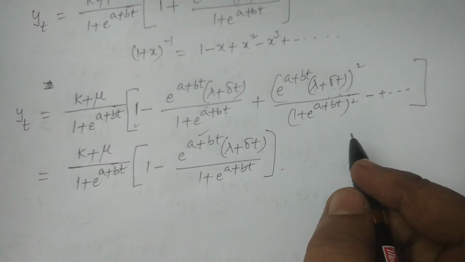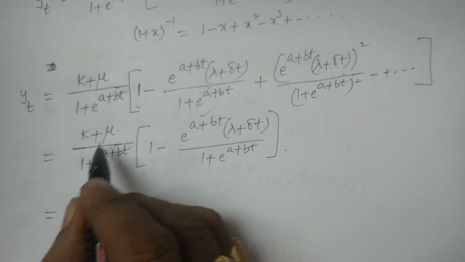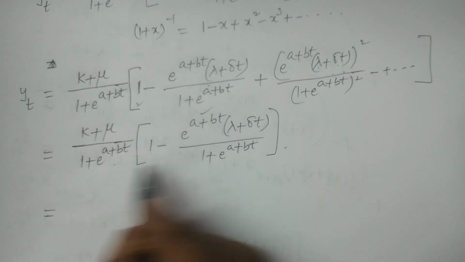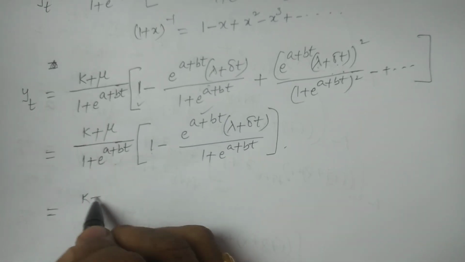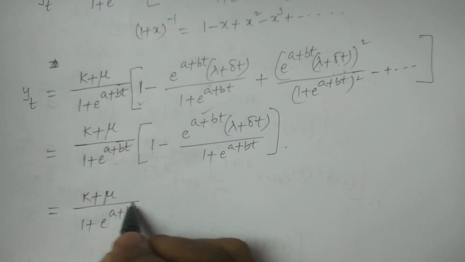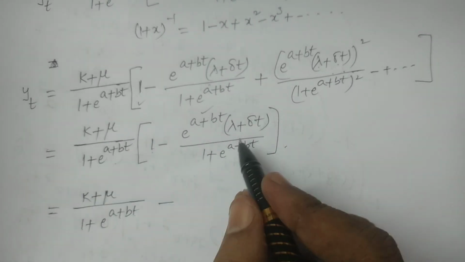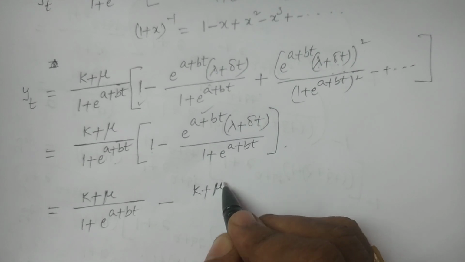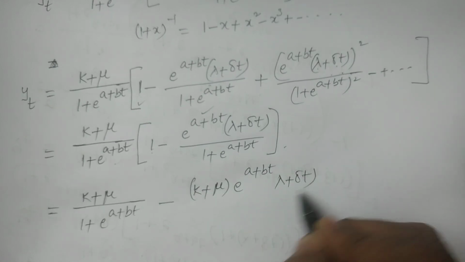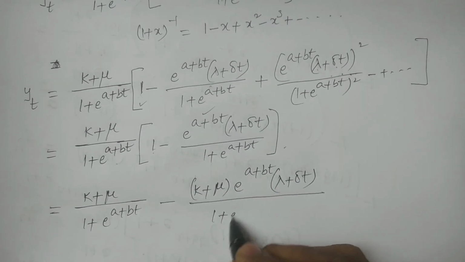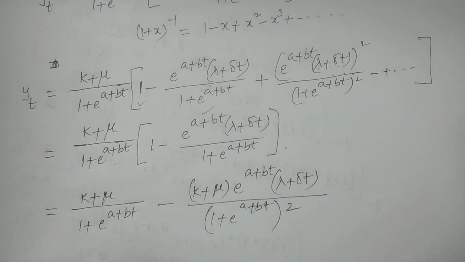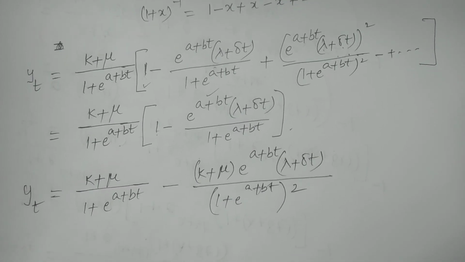Now if you multiply this term with (k plus mu) divided by (1 plus e power a plus bt) inside, the two terms: this into 1, therefore (k plus mu) divided by (1 plus e power a plus bt), that is the first term, minus, if you multiply with this, (k plus mu) multiplied by e power a plus bt into (lambda plus delta t), divided by (1 plus e power a plus bt) into (1 plus e power a plus bt), the whole square. This is yt finally.